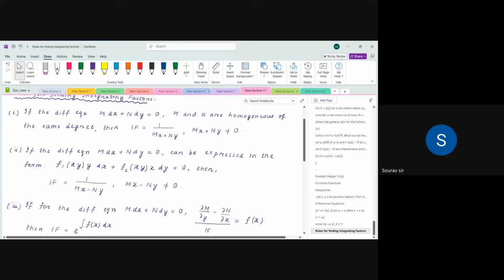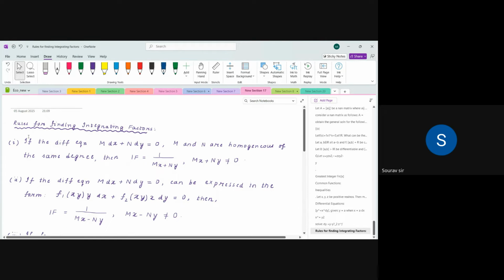Okay, so coming back to the first rule, like I was saying, if you have a differential equation in this way, M dx plus N dy equals 0, and M and N are homogeneous of the same degree, then the integrating factor will be 1 by (Mx plus Ny). Okay, got it? Is it making sense now? Any questions, anyone? So in order to apply this rule, first you need to confirm whether M and N are homogeneous and of the same degree. If these two are satisfied, only then can you use the first property.